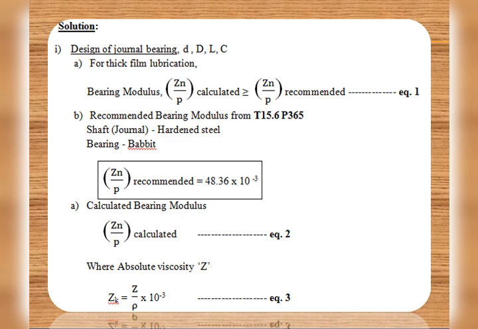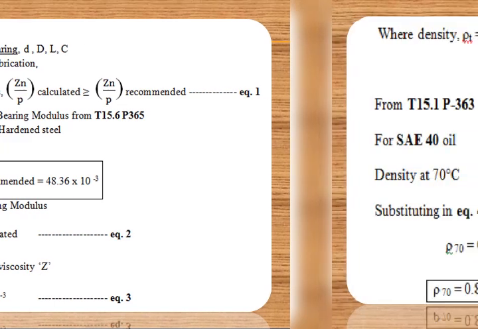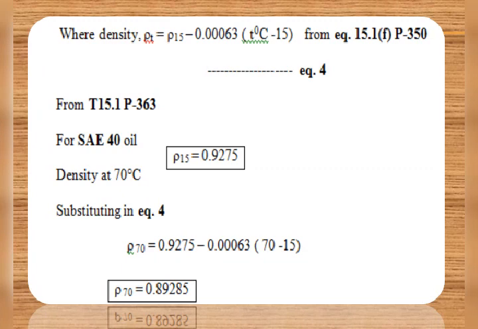For the absolute viscosity, initially we must find the kinematic viscosity, that can be obtained by using the relation Z suffix k is equal to Z by rho into 10 to the minus 3. Call this equation number 3. Our aim is to find the value of absolute viscosity Z. Now we must find the kinematic viscosity Z suffix k and the density rho, and here the density rho at temperature 70 degrees we need to find.